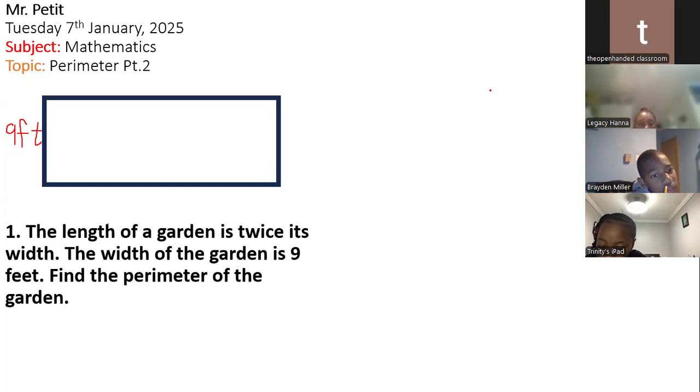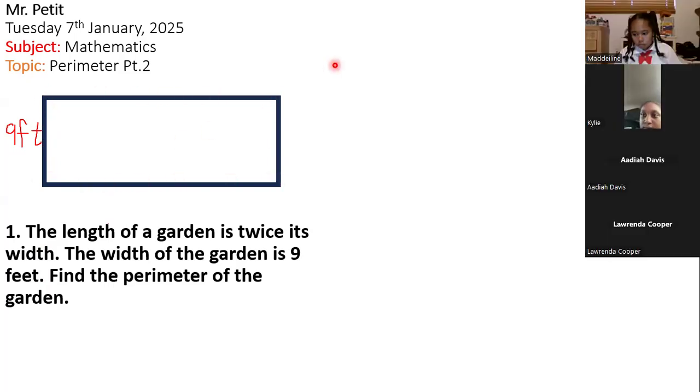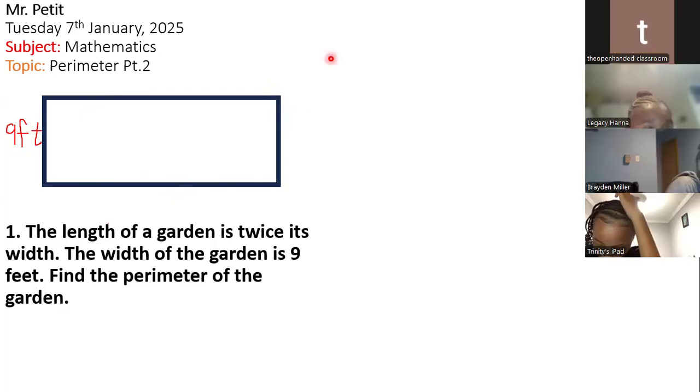Uh-huh. Do y'all understand what he's saying? And he's absolutely correct. So you understand that this is a, what shape is this, by the way? Rectangle. This is a rectangular garden, which means that all of the lengths are not equal. So you can't just say 9, 9, 9, 9.